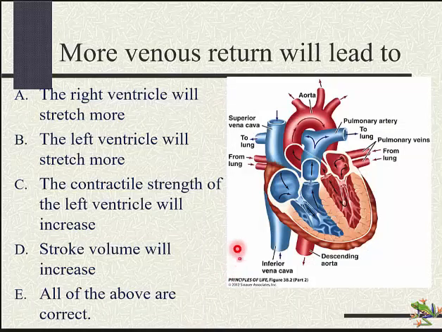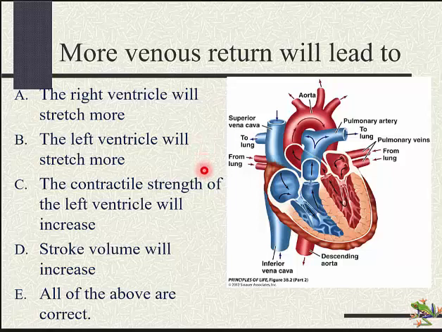Just think about more blood returns. So the right atrium and the right ventricle will stretch more. And since no blood is lost in the heart or on the way to the lungs, more blood will be ejected into the pulmonary circuit. More will come back to the left atrium. The left ventricle will stretch more.